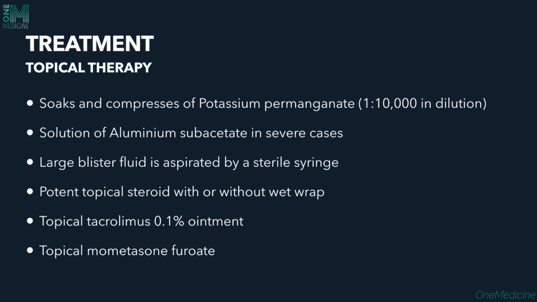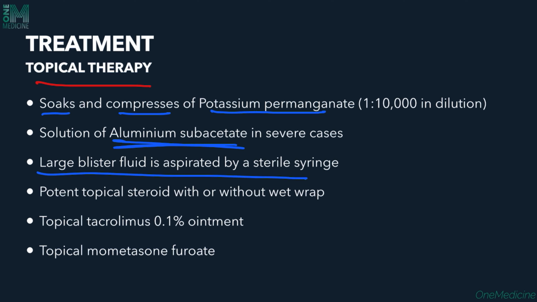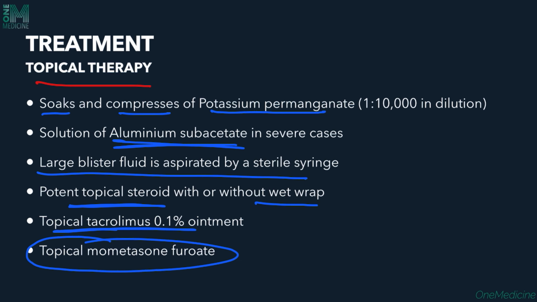The topical treatment would be to treat the patient with soaks and compresses of potassium permanganate, that is 1:10,000 dilution. A solution of aluminium subacetate can be given in severe cases. If there's a large blister, the fluid has to be aspirated with a sterile syringe. Topical steroids with or without bed traps can be given. Topical tacrolimus 0.1% ointment. The topical steroid most commonly used is mometasone furoate.